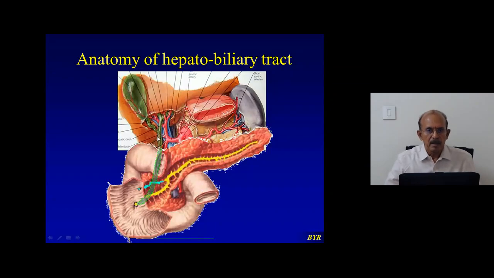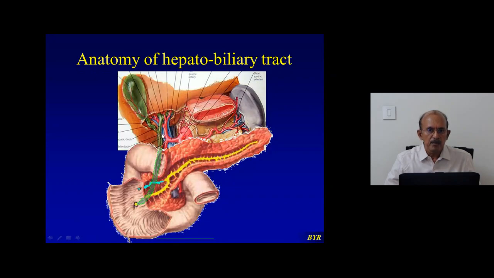Now, bile duct. The bile duct also starts from the liver hilum, with the right and left hepatic ducts. They join together and form the common hepatic duct. The common hepatic duct is joined by the cystic duct coming from the gallbladder. After joining of the cystic duct, this duct is called the common bile duct. Up to here it is the common hepatic duct. From here it is called the common bile duct.